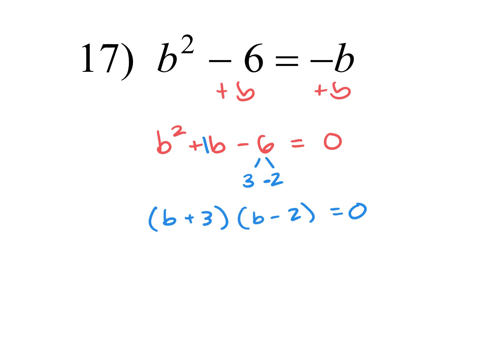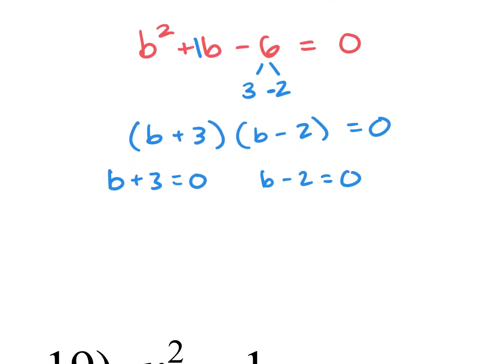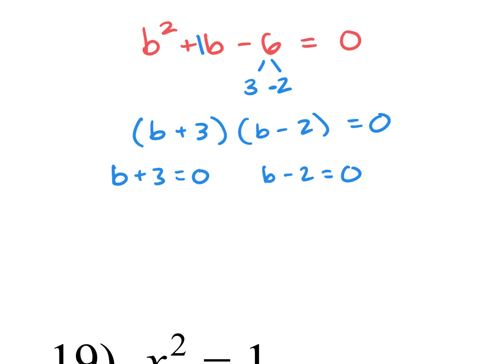Bradley, what's next? So we have b plus 3 equals 0 and b minus 2 equals 0. So you split them up so they have their own equation. And then we solve. So how do I solve the first one for b? If I have b plus 3 equals 0, what's the opposite of addition? So subtract 3. So b is equal to negative 3.